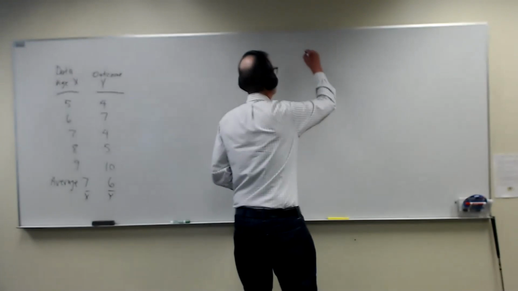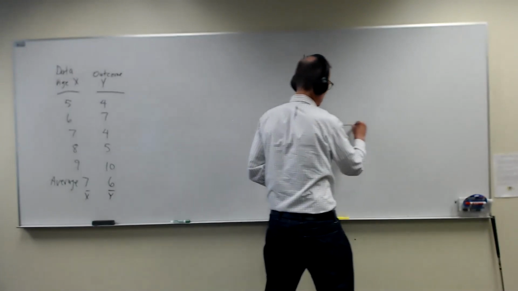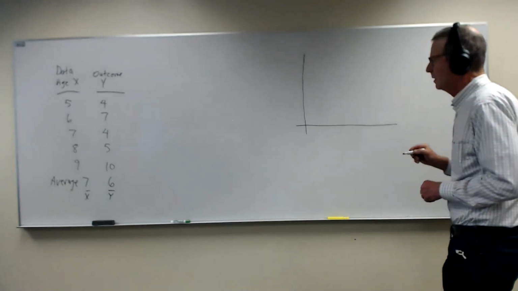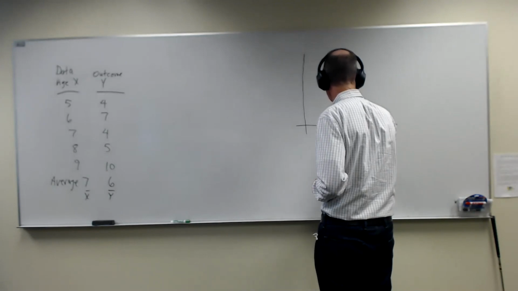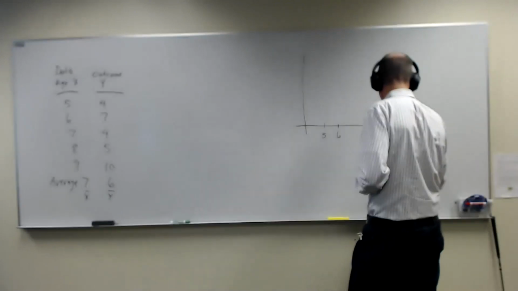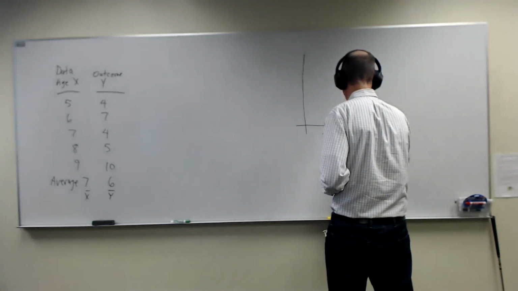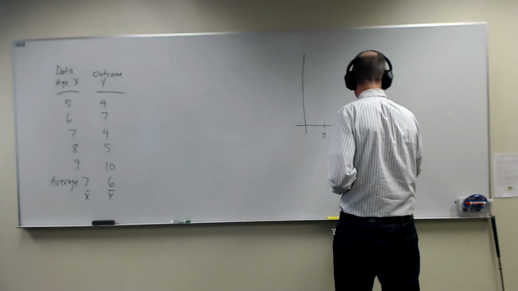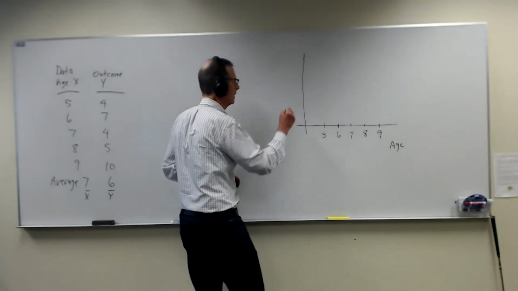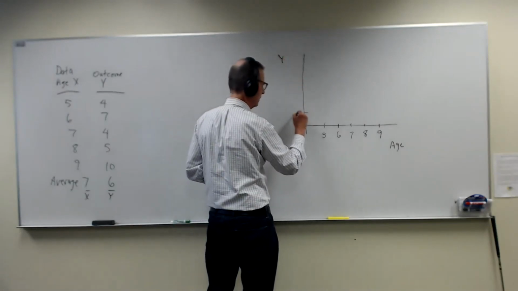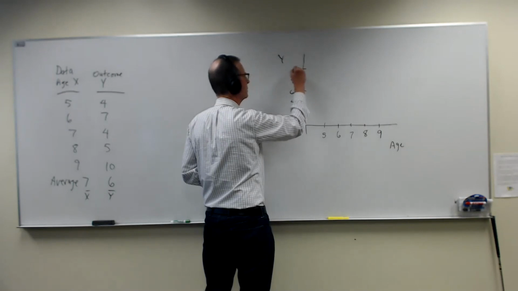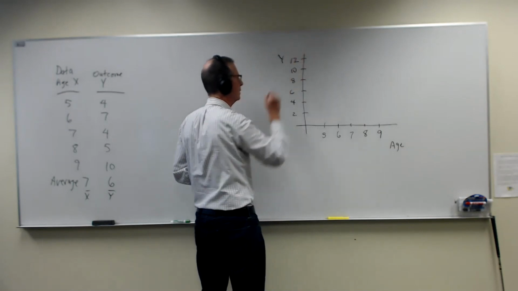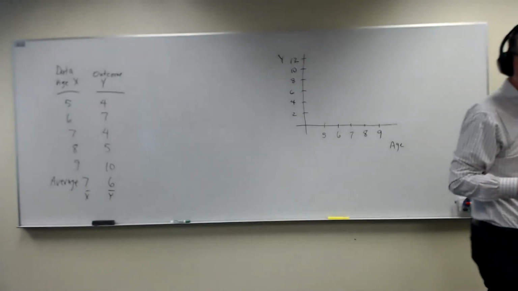And let me just plot the data, which is the best thing to do if we're interested in getting an idea of what a best fitting line might look like. We've got age down here. And we've got the outcome scale here, 2, 4, 6, 8, 10, 12.